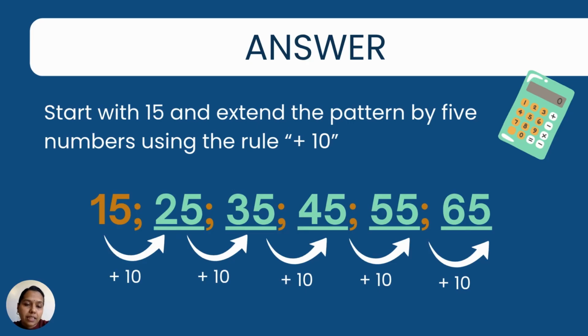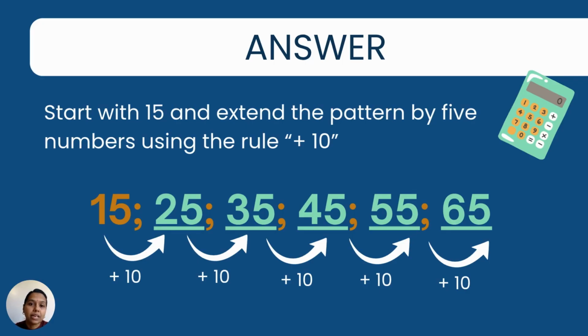So the answers here are, from 15 we're adding 10 to get 25. Then from 25 we add another 10 and we get 35. From 35, we add another 10 to get 45. From 45, we add another 10 to get 55. And finally, from 55, we add another 10 to get 65.